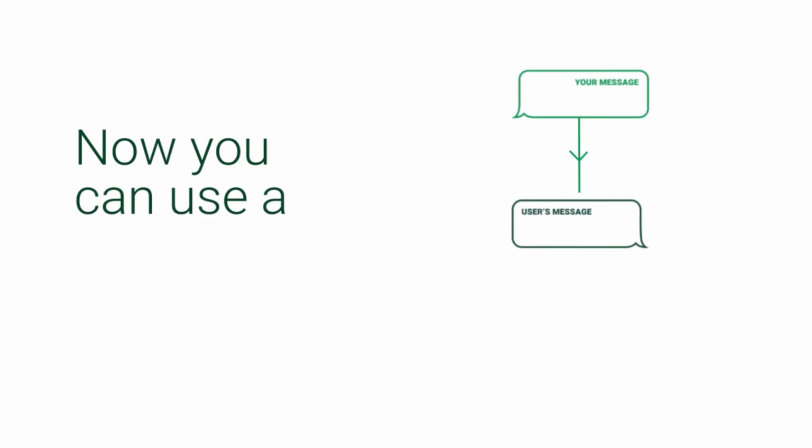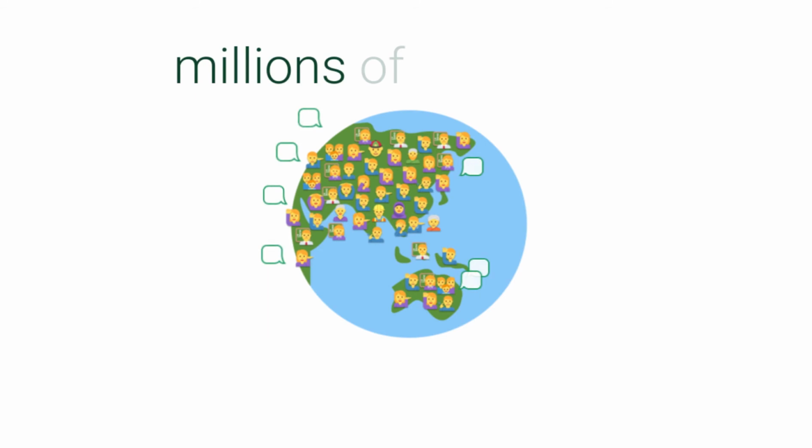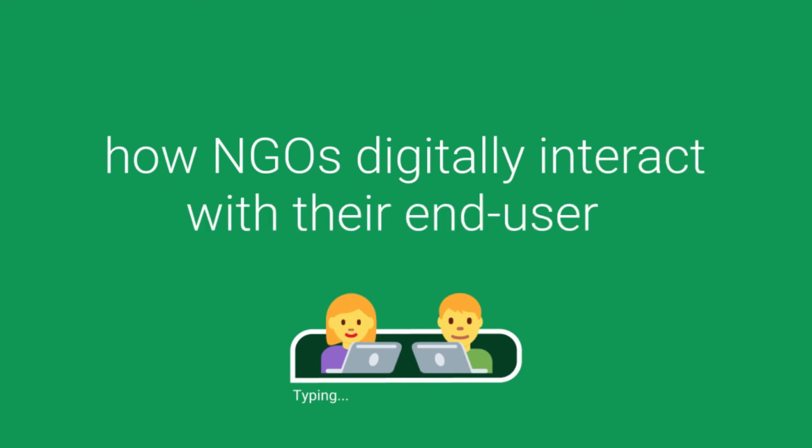The problem is not having the right tools to efficiently communicate with your end users at a large scale. Now, you can use a no-code automated conversation builder to interact with millions of end users at the same time. It's a new way which is going to change how NGOs digitally interact with their end users. This is how it works.